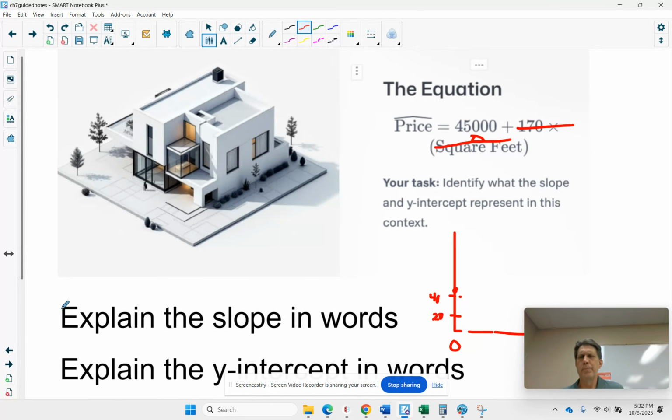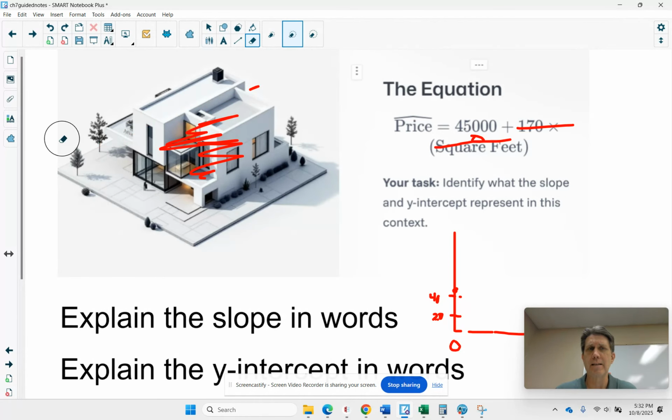Now you might say, does that even make sense? Well, if this home wasn't here, you would still have the land, and that land could be worth $45,000. So it actually does make sense. If there wasn't any house built there, the property is still worth something because the price of the land the home is on is generally included in the price. So that does actually make some sense.